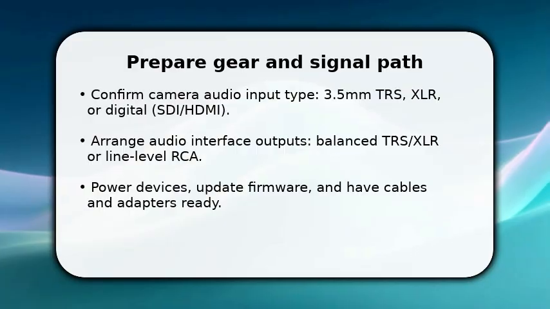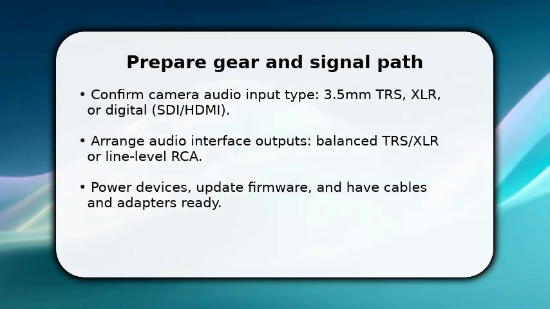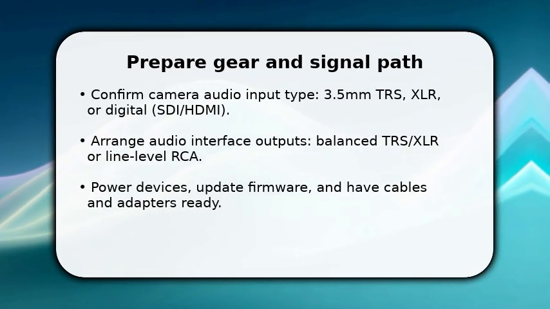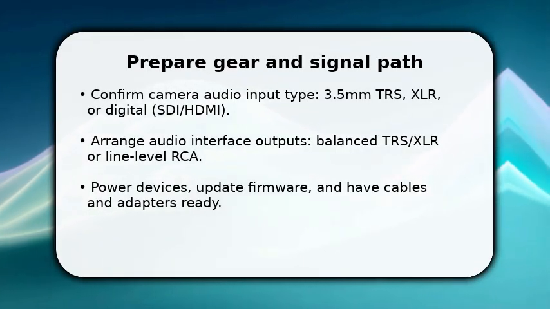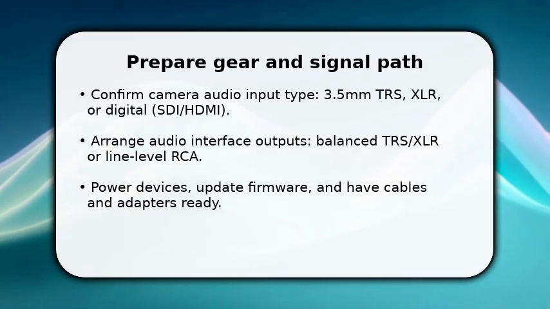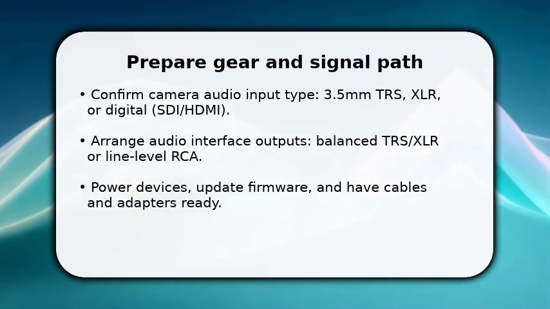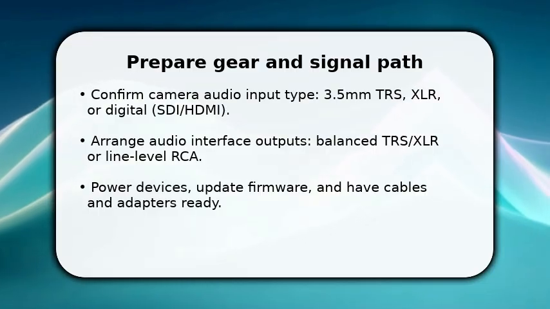You start by mapping signal flow. Identify the camera input and the interface outputs so you avoid level mismatches. Once done, choose the shortest quality cable, balanced TRS/XLR for best noise rejection. 3.5 mm only if necessary.